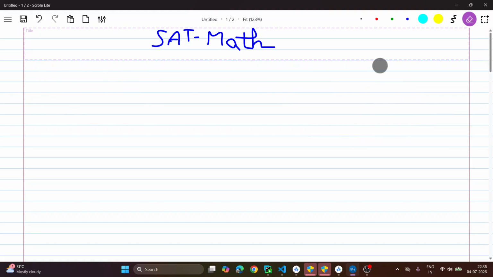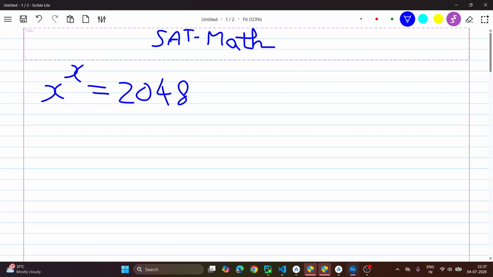Now I'll give you a cool question. This is an SAT PYQ, a past year question. Okay, x power x equals 2048. x equals what? So now this is really cool, guys, but so easy as well. So let's say 1024 into 2, right?